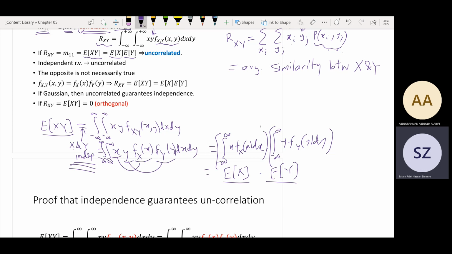Okay? That's our point. Now, if I don't know they are independent, but I went and collected the data, many values of x, many values of y, and I calculated the average. I know the average of x, I know the average of y. If expected value of xy equals the product of the two, we call these two random variables uncorrelated.